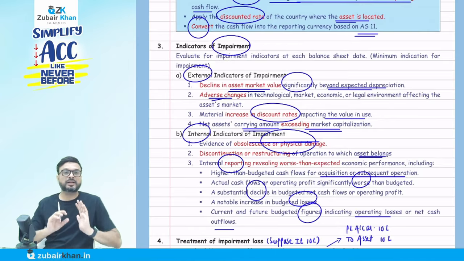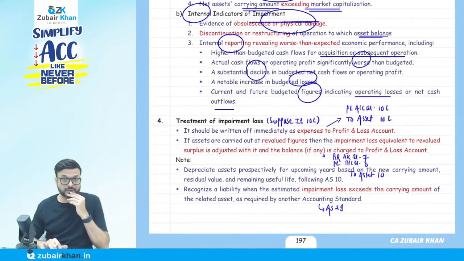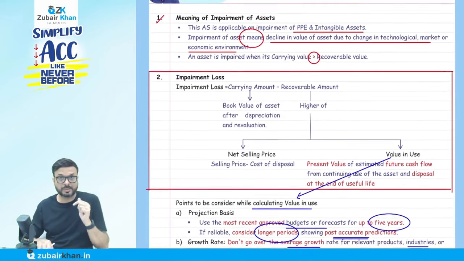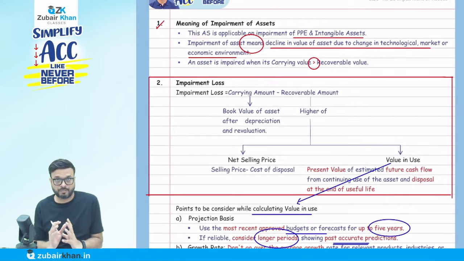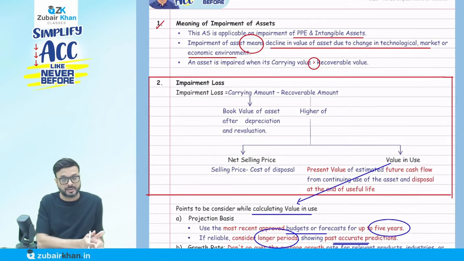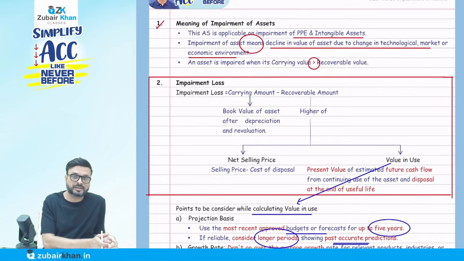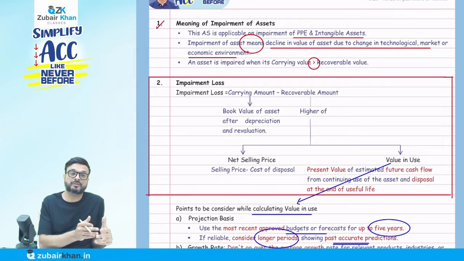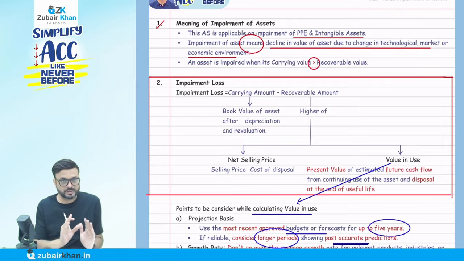Okay, so external, internal, but what is important is this part. Okay, this part is important. How to calculate the impairment loss? That is the carrying amount minus recoverable amount. Recoverable amount is the higher of net selling price and the value in use. What is value in use? Present value of the future cash flow, including the residual value.